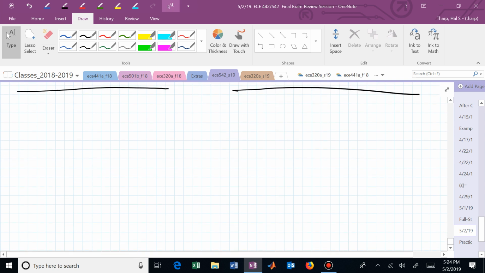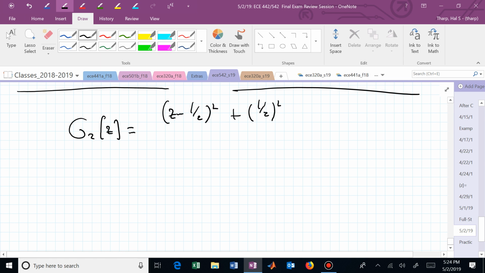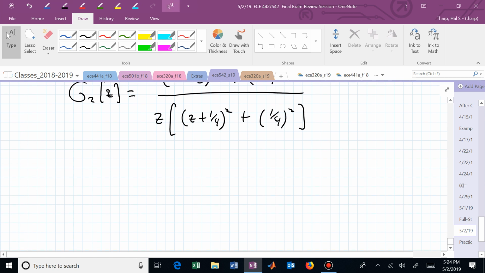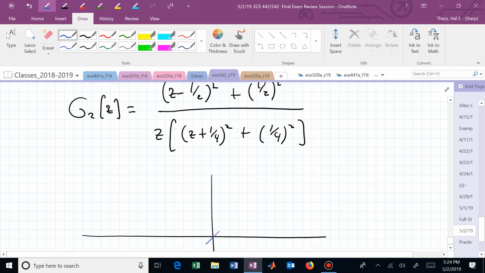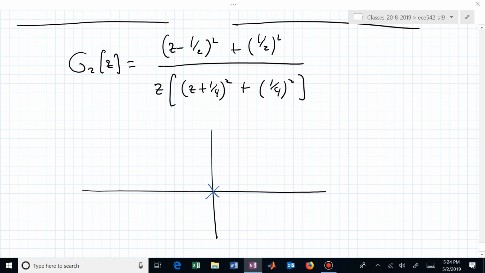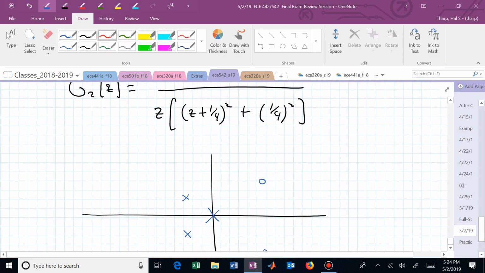What if I gave you this transfer function? G sub c of z is z minus 1/2 squared plus 1/2 squared all over z. Is that what we have? And what's our root locus look like?